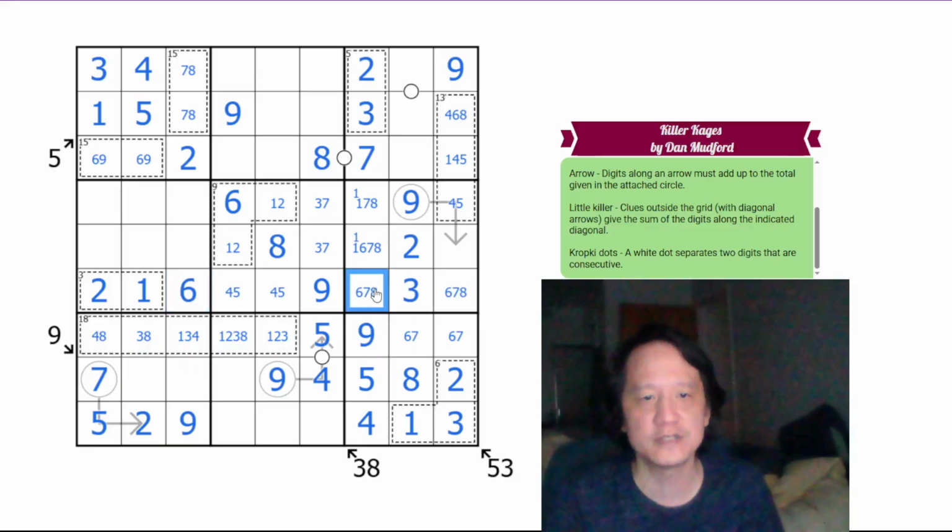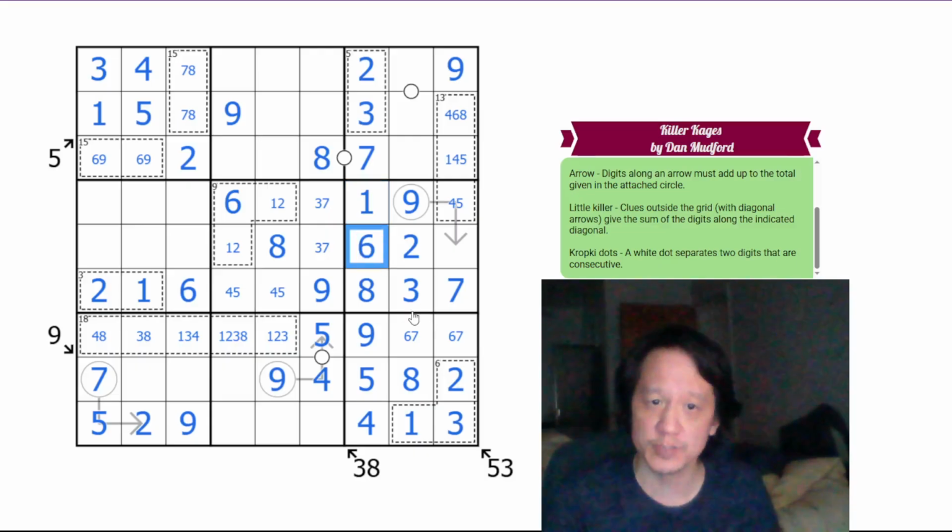That makes this 6, which means this can't be 6. This can't be 6. So we have a 7-8 pair in this right central box. That eliminates 7 and 8 in the rest of the box. So this can't be 7. And this 7 eliminates 7 here. So that's 8, which makes that 7. This can't be 7 or 8, so it's 1. This can't be 1, 7, or 8, so it must be 6.